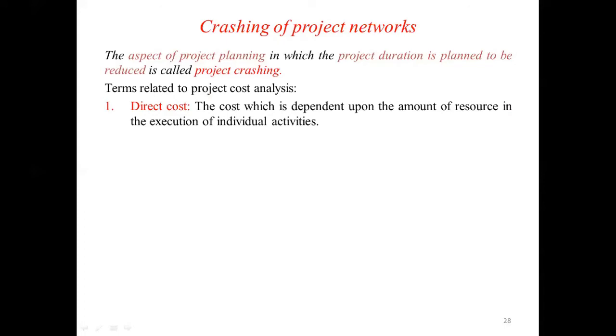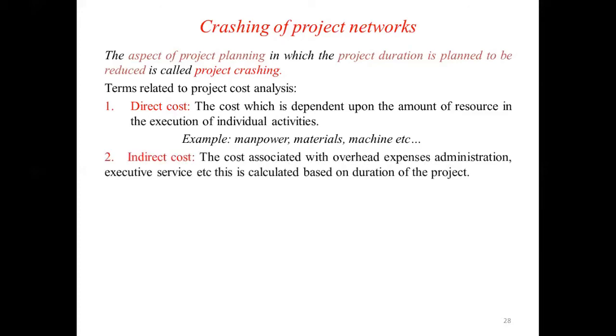Direct cost is the cost which is dependent upon the amount of resource in the execution of an individual activity. Examples: manpower, material, machine, etc. These are all direct costs. Next, indirect cost, the cost associated with overhead expenses, administration, executive service, etc. This is calculated based on the duration of the project.